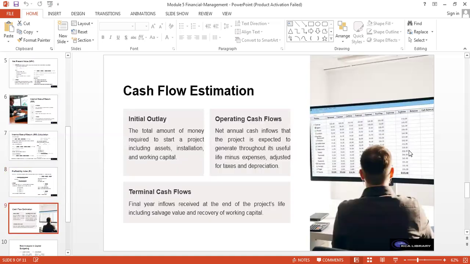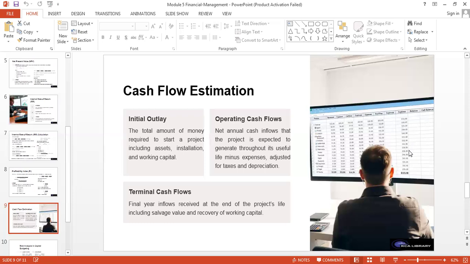For cash flow estimates, when we made the introduction, we said we'd be talking about 3 main things. The first one is the initial outlay, which is the total amount of money required to start a project, including asset, installation, and working capital. The second is the operating cash flow, which is the net annual cash flow that the project is expected to generate throughout its useful life, minus expenses, adjusted for taxes and depreciation. And we also have the terminal cash flow, which is the final year inflow received at the end of the project's life, including salvage value and recovery of working capital.